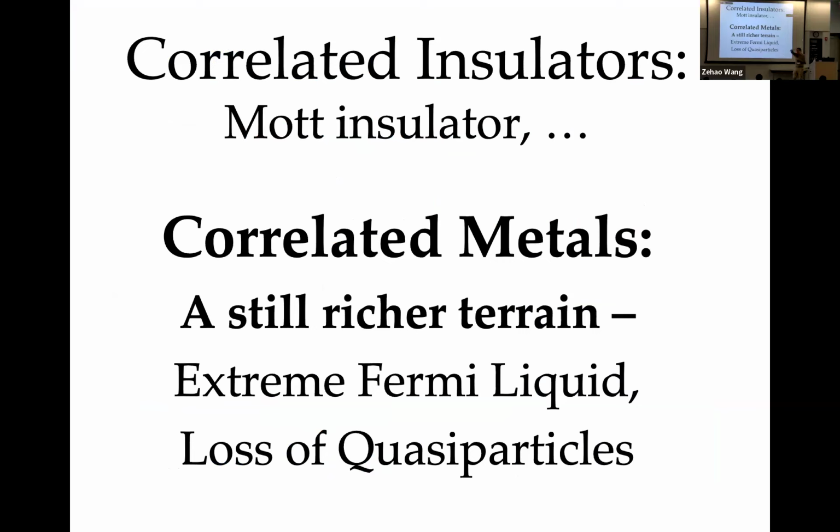If I have this E of k, this band, if that band is half filled, on average there's one electron per lattice site in real space. And if the interaction U is very large, the electrons don't want to move around, and they end up being localized. So that's something that has been known for a long time in the field of many-body physics.